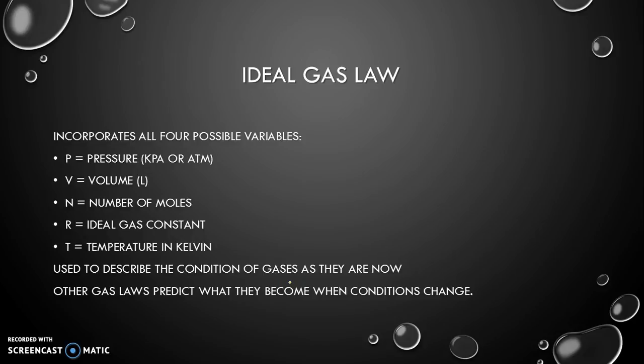So the ideal gas law is going to incorporate all four variables. It'll incorporate pressure, either in kilopascals or atmospheres. It can be in torr, but you want to make sure that you change it into kilopascals or atmospheres. Your volume will be in liters. Number of moles will be moles, of course. Your temperature in Kelvin. And then you have this thing called R, which is the ideal gas constant.